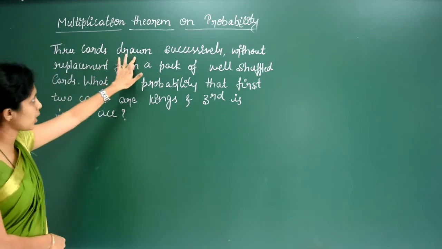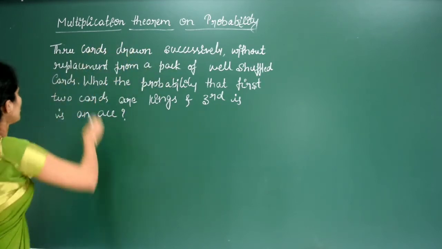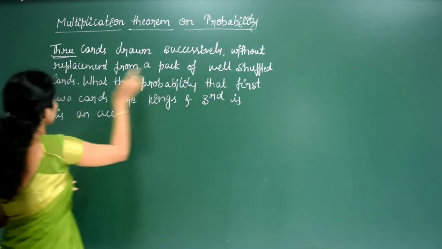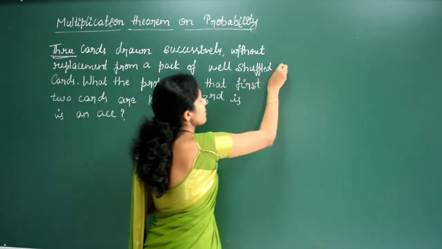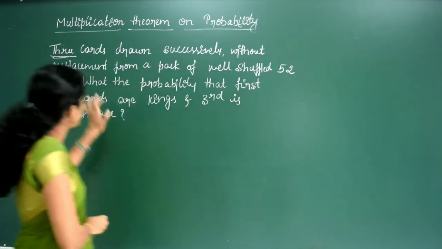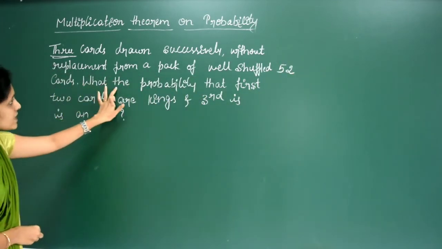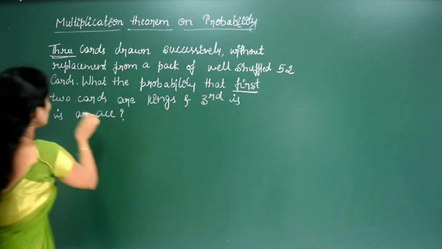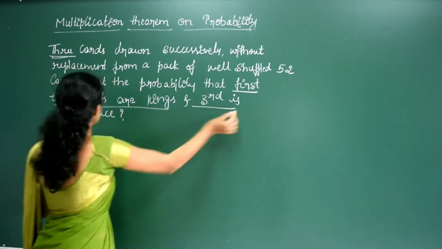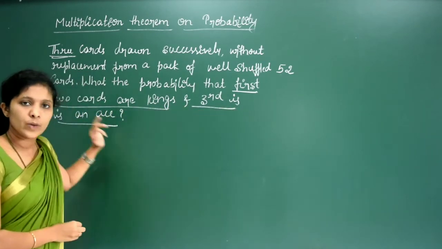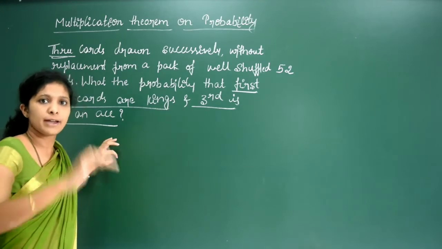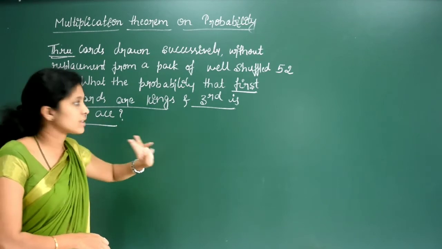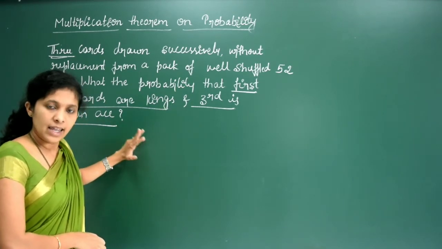See this problem. 3 cards are drawn successively, without replacement, from a pack of well shuffled 52 cards. Now, what is the probability that the first 2 cards are kings and the third is an ace? Without replacement, you have to draw cards one by one, and the given conditions are that the first 2 cards should be king and the third one should be ace. Is it clear?